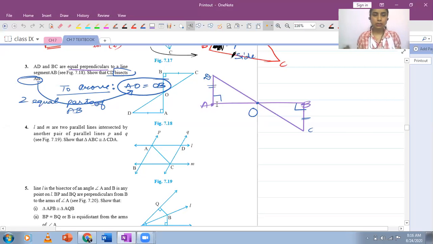Sometimes it's confusing when you read the statement CD bisects AB. So you have to prove the bisection of AB. The two parts of AB which you can see, those need to be proved equal. Don't go proving that CO equals OD. You need to prove that AO equals OB.